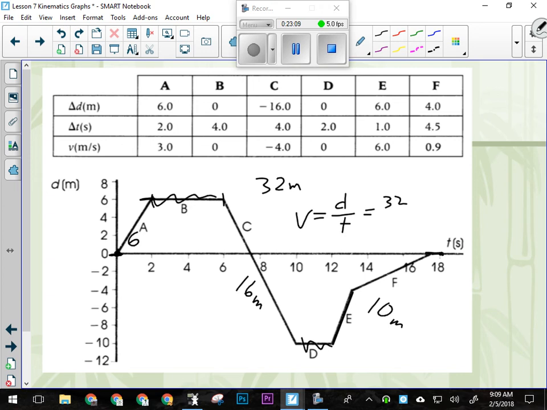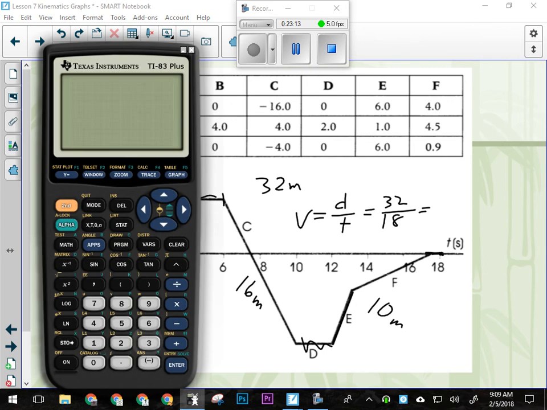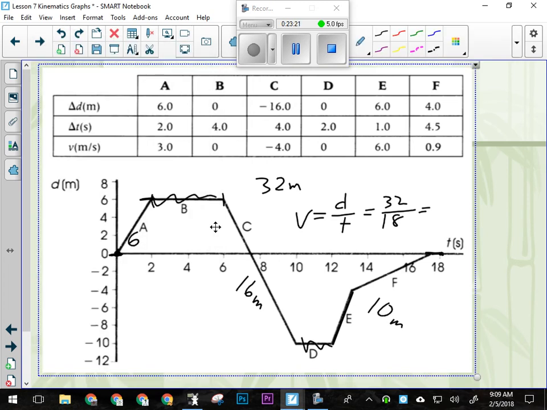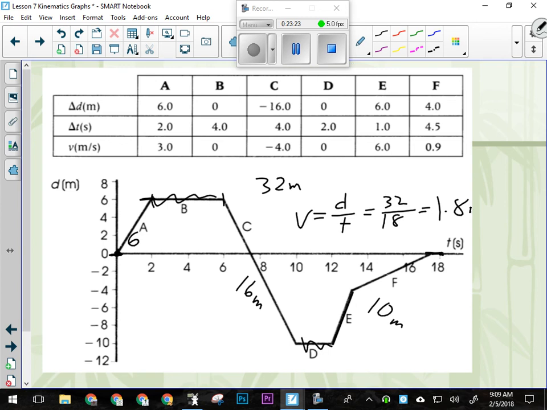I just calculated the total distance. Total time is 18 seconds. All right, so 1.8 meters per second. Okay, is that ringing a bell? I would have had you do one like that in my Science 10 class if you're in my Science 10 class.